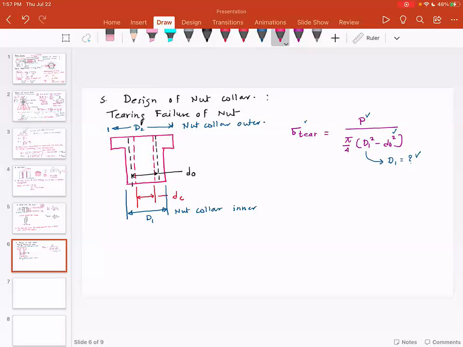The next part, to find D2, we have to find sigma crushing. That is P divided by pi by 4 times D2 square minus D1 square. And with that, we should be able to find out the inside and outside dimensions. But another important dimension is the thickness of this nut collar. I'm going to call this T2. And this is found out using the circumferential shear.